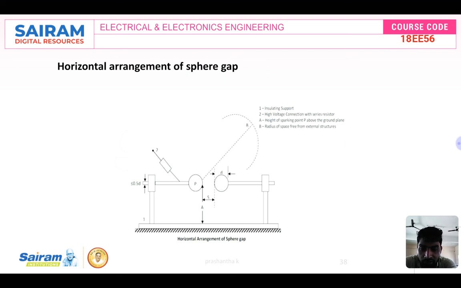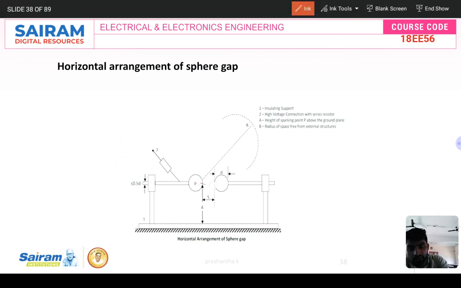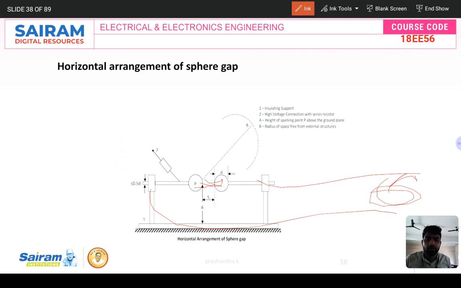In our laboratory we also have this experiment. We set the voltage and then keep increasing the voltage across the sphere gap arrangement. Here the spark will appear, and the testing specimen will be tested. See here, this is the supply, and the insulating support, and the second one is the high voltage connection with a series resistor. The height of the sparking point P above the ground plane, and the radius of space free from external structure.